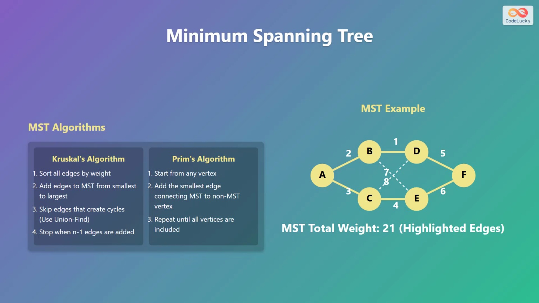Kruskal's algorithm sorts all edges by weight and adds edges to the MST from smallest to largest, skipping edges that create cycles. Prim's algorithm starts from any vertex and adds the smallest edge connecting the MST to a non-MST vertex, repeating until all vertices are included. On the right, we have a graph visualization showing a minimum spanning tree, with the MST edges highlighted.